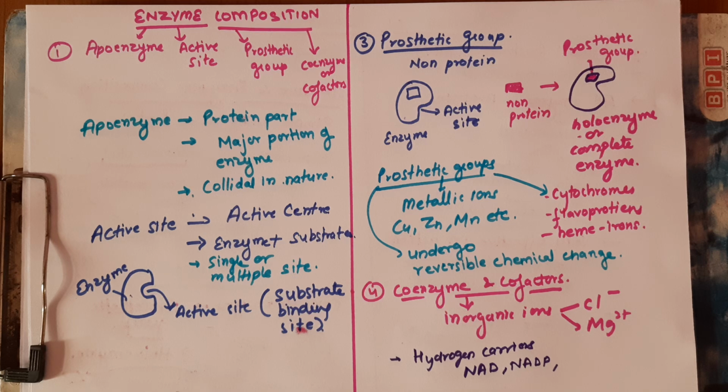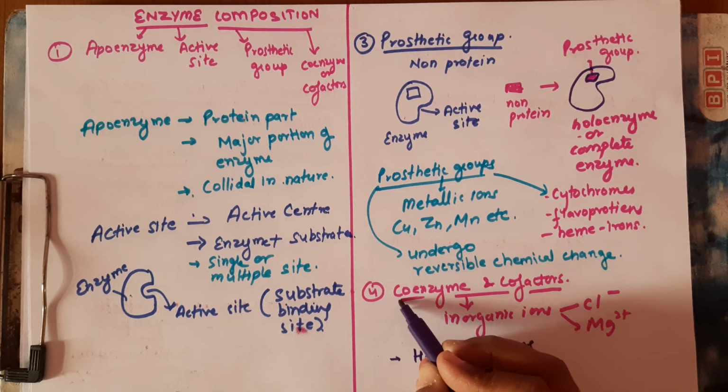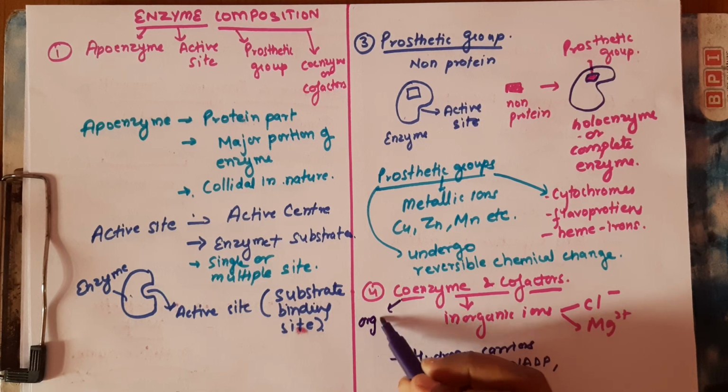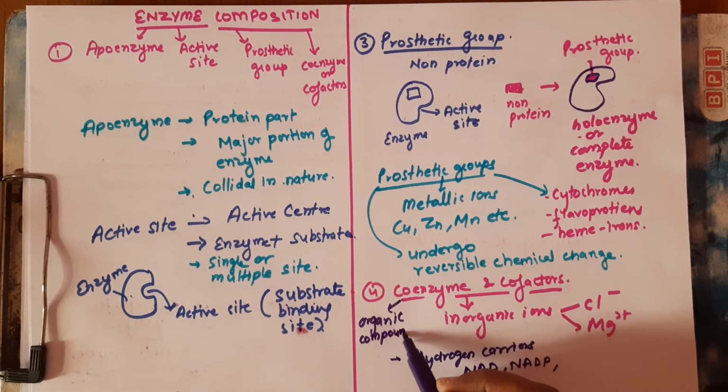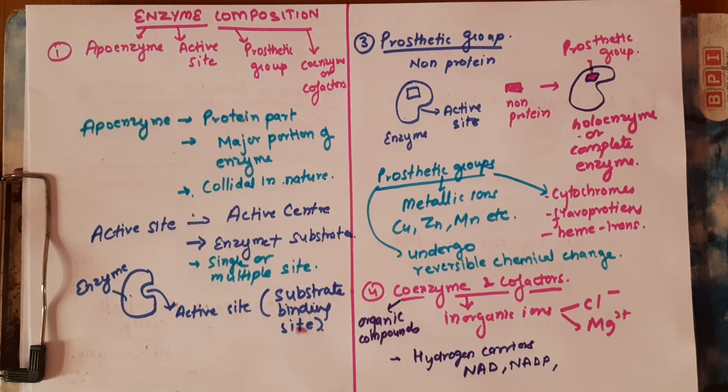So before closing this video, I will just give you the difference between the coenzyme and the cofactor. The coenzymes are basically organic compounds that are loosely bound to the protein part of the enzyme, and usually they will act as a donor or acceptor of the atoms that are added to or removed from the substrate. So these carriers are the examples.